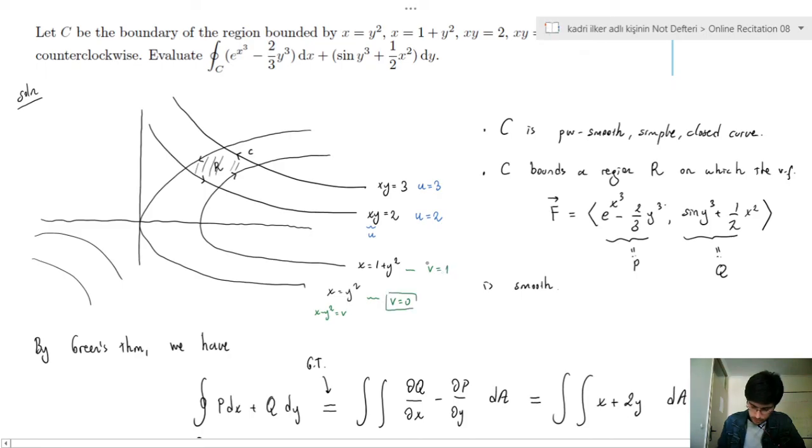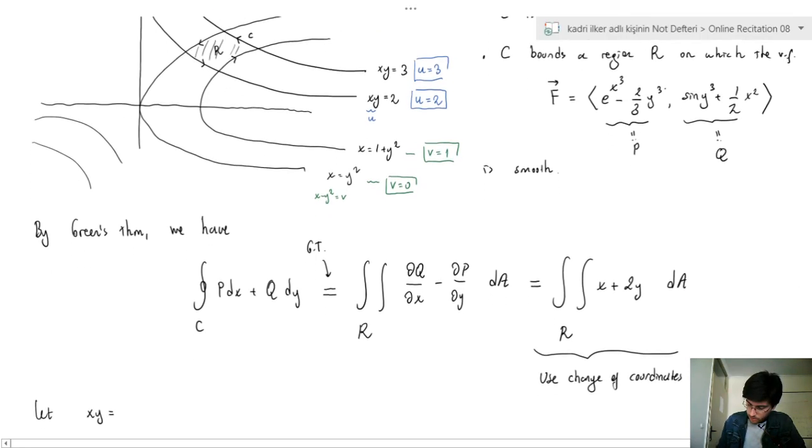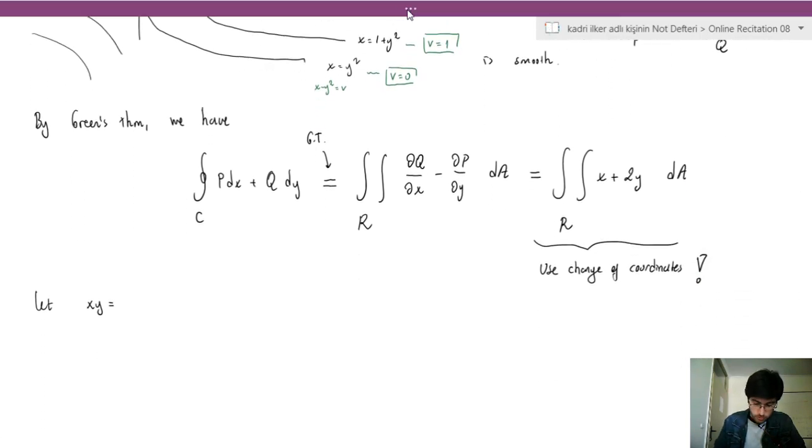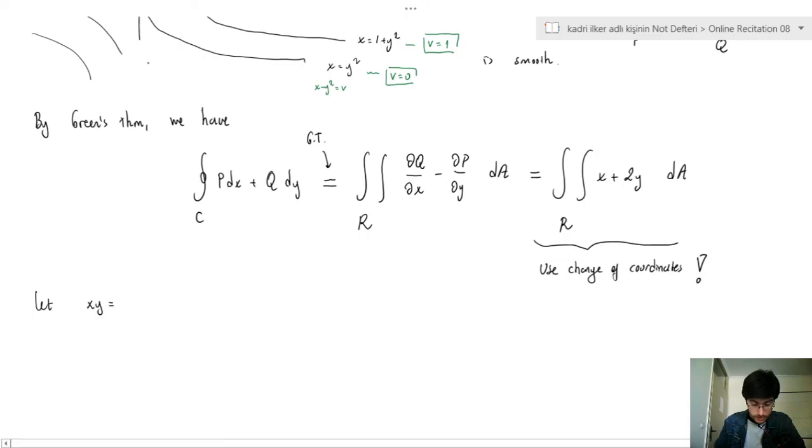Okay? So in UV language, it is easy to translate everything. But remember, we should really translate everything. Therefore, remember, we need to compute the Jacobian. We need to translate the area element accordingly. So we have u, and x minus y squared, let's denote by v. Then let's see what we have.